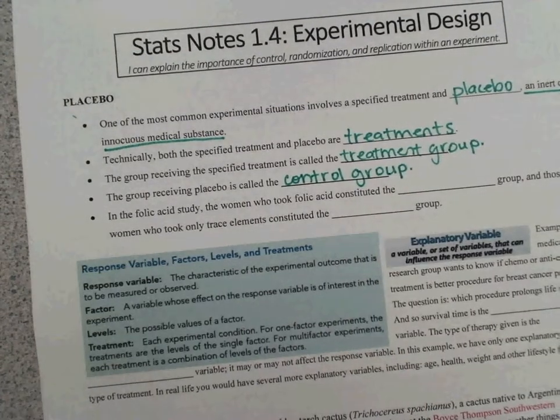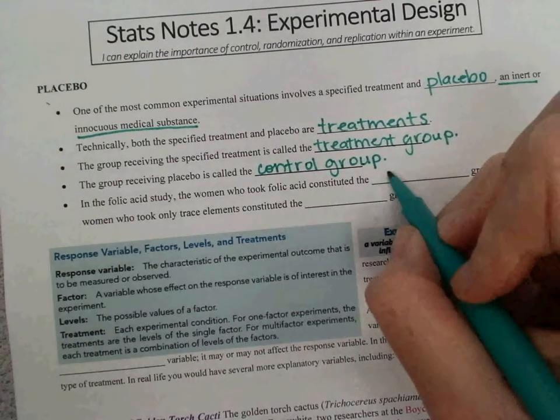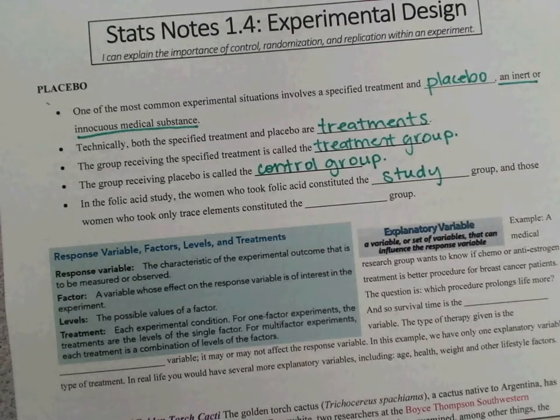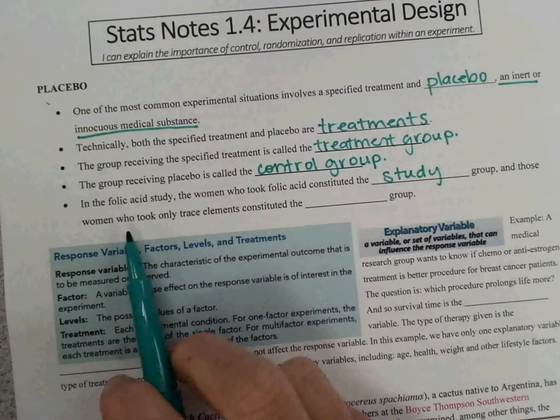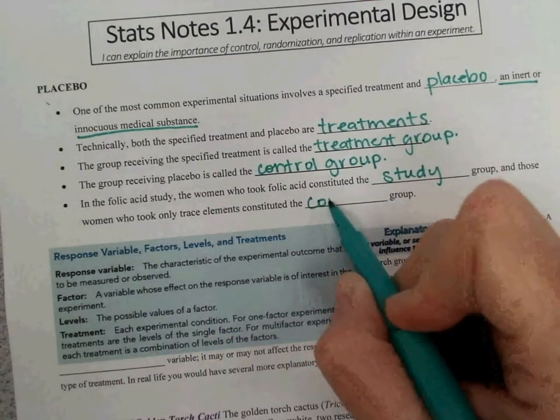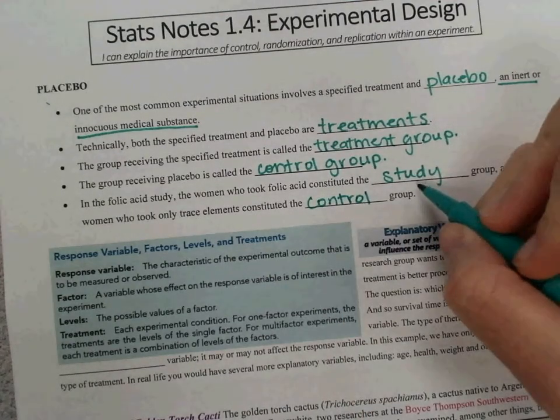In the folic acid study, the women who took folic acid constituted the study group, and the women who took only trace elements constituted the control group. So this could be the study group or the treatment group.